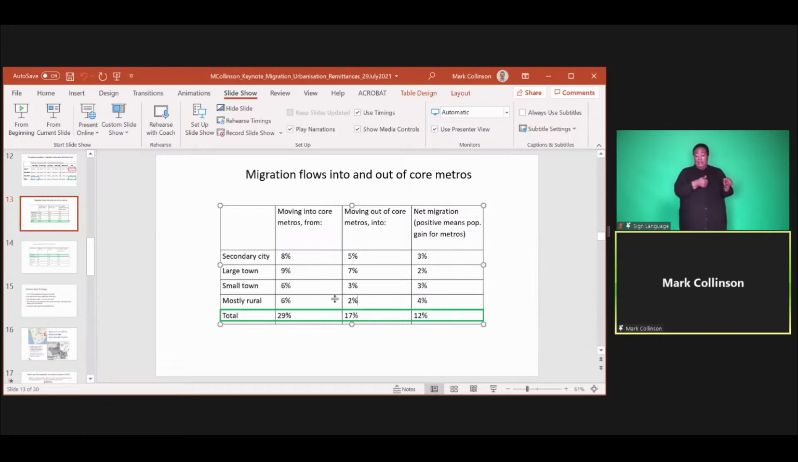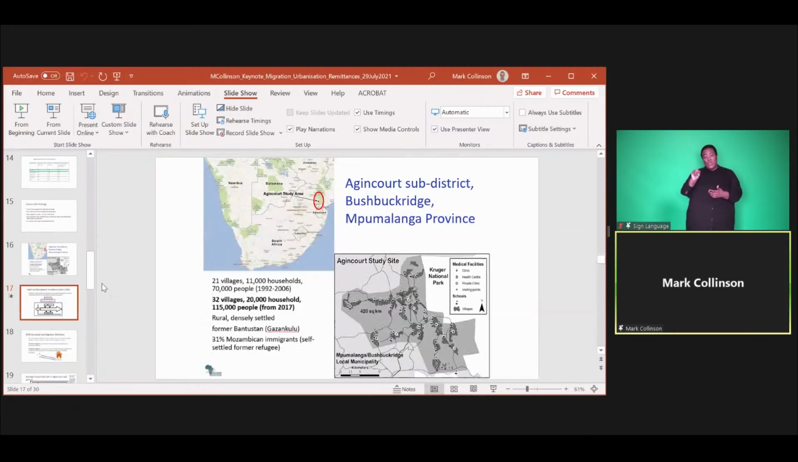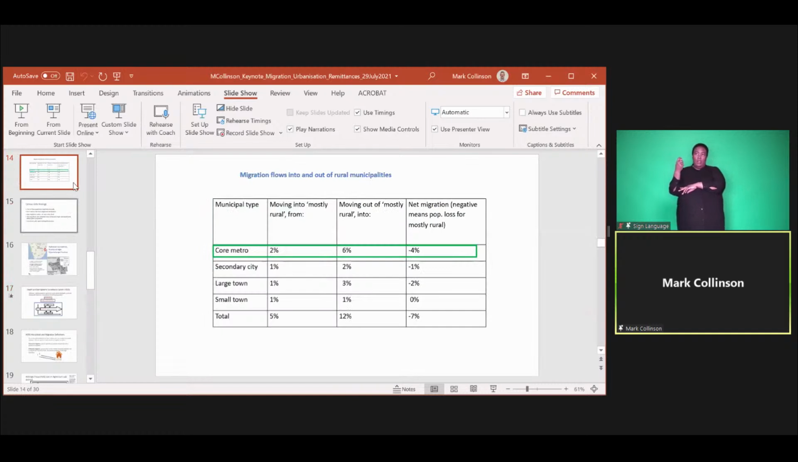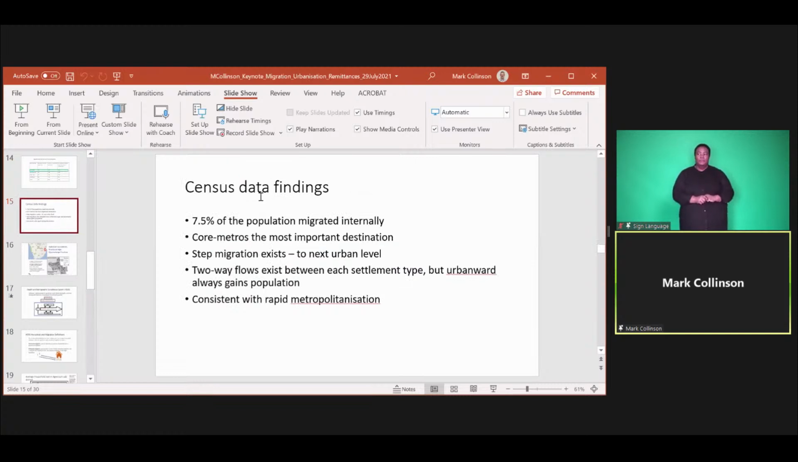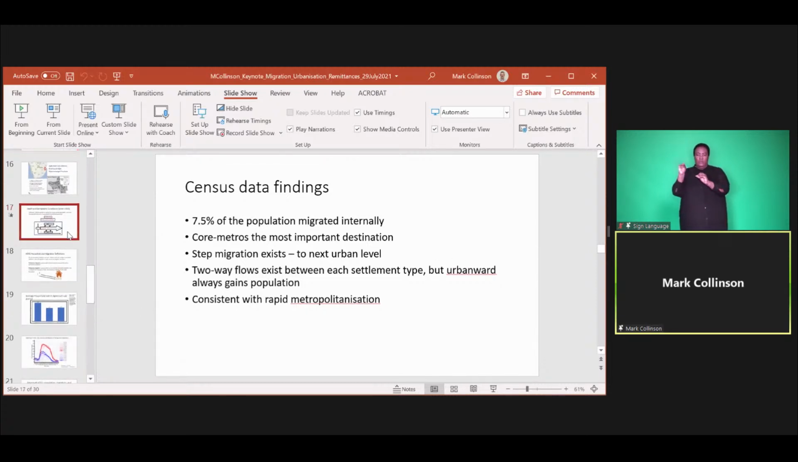I'm setting us up here for showing SAPRIN talking about this rural to metropolitan types of migration. The summary here of what we found so far is very consistent with a rapid metropolitanization project. 7.5%, we've seen that. The core metro is the most important destination. Stepwise migration is evident, that people are moving to and from the next urban level upwards with relatively clear two-way flows, but the urbanward space is always gaining.